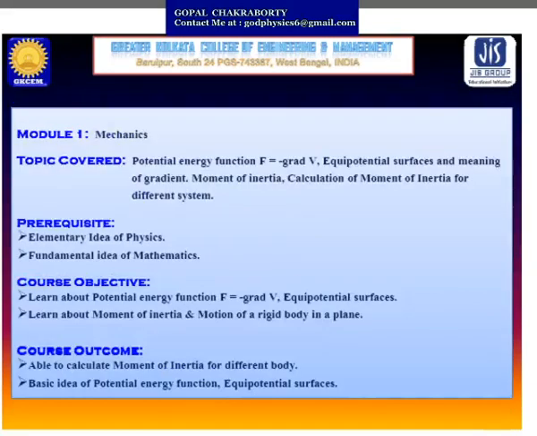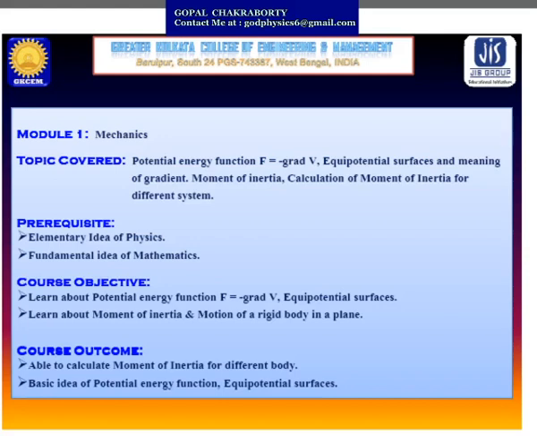Today the topics that I am going to cover are the potential energy function F equals minus grad V, equipotential surface and meaning of gradient, moment of inertia, and calculation of moment of inertia for different systems. These topics are also under Module 1, Mechanics.